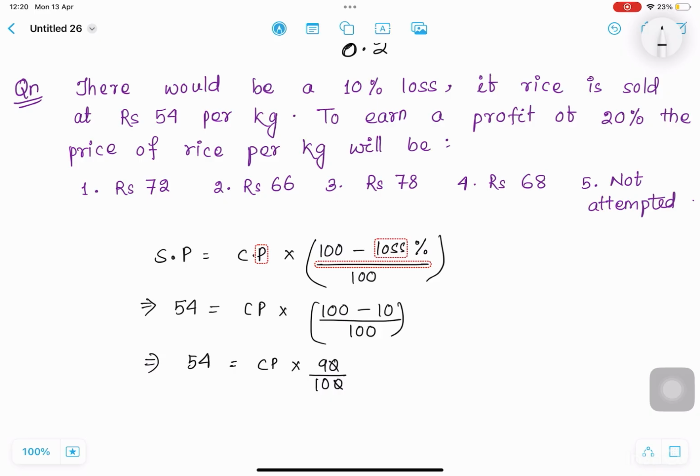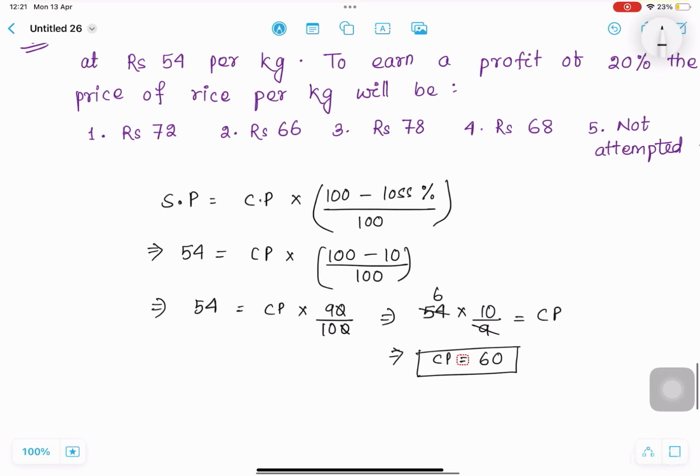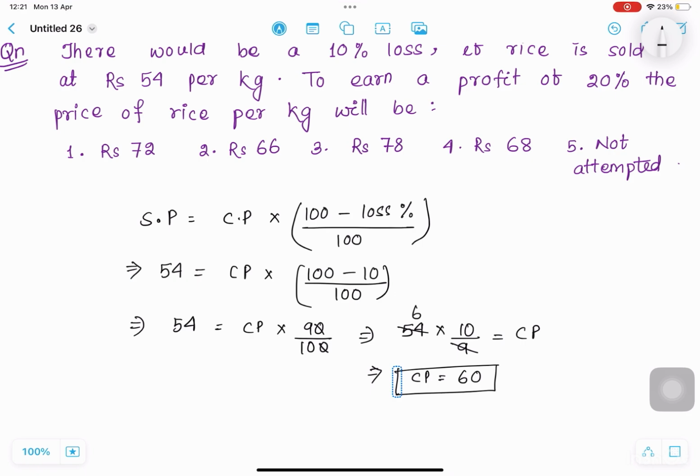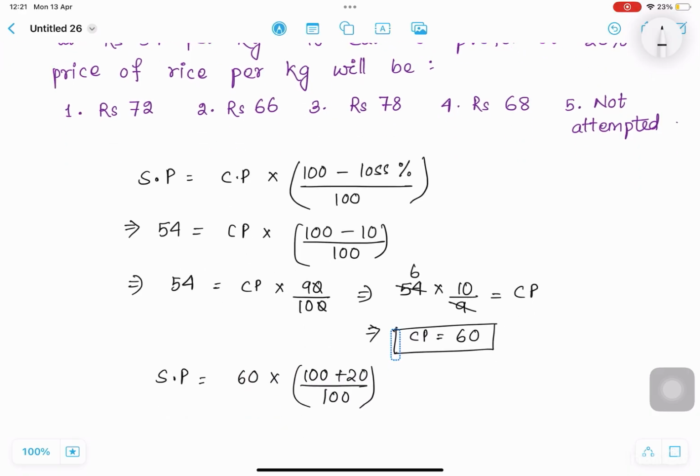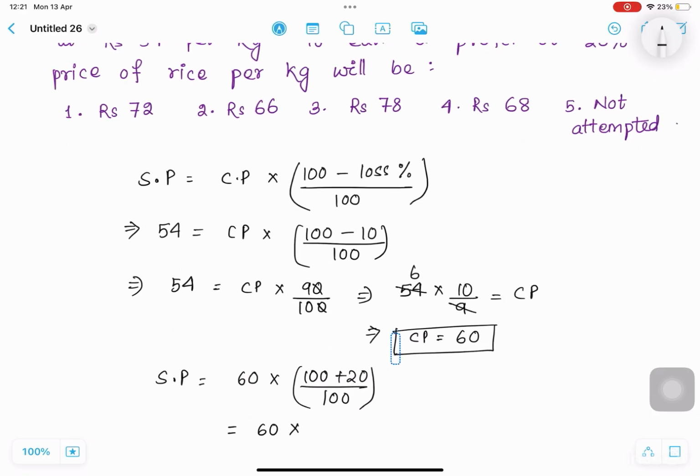So 54 equal to CP into 90 by 100. 0 0 cancel. So 54 equal to CP into 9 by 10. This side it will be 10 by 9. So if we cancel, then it is 6. So 6 into 10 is 60. So cost price is coming 60. Now 20% profit. So selling price equal to 60 into 100 plus 20 by 100. So 60 into 120 by 100, that is 72 rupees. That is our answer.